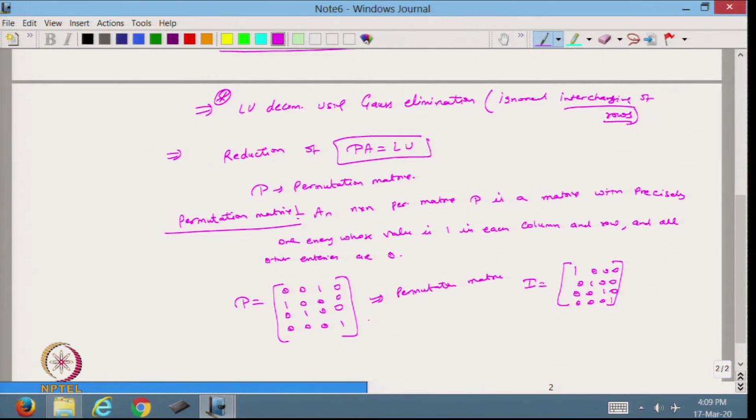So, this is the permutation matrix; I can save it as 3 1 2 4. It means I have interchanged the third row with the first row, then this row with the second row, and the second row with the fourth row. So, the fourth row is at the same place. So, that is my interchanging of the rows.